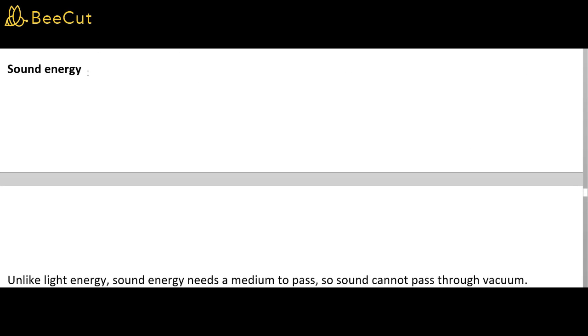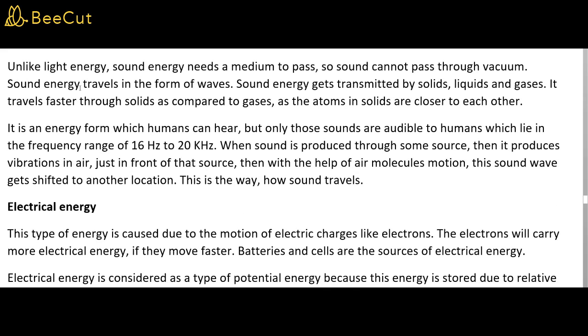That is also a subtype of kinetic energy. Unlike light energy, sound energy needs some medium. It is not a type of electromagnetic energy. It is necessary to provide it some medium so that it can pass through. So in the case of vacuum, it cannot pass. If you speak and create a vacuum between your mouth and the ear of the other person, then the other person cannot hear your voice because there is no medium between them to pass the sound energy.